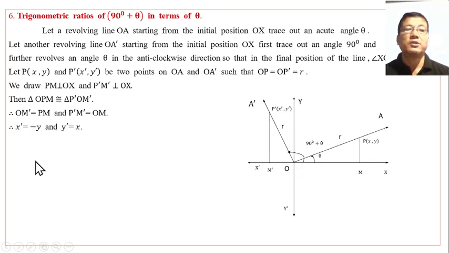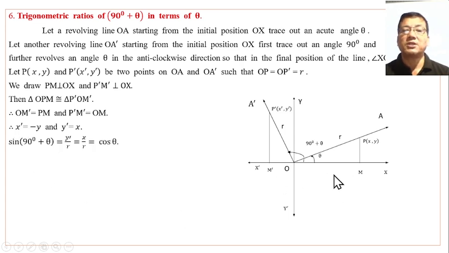Then the corresponding coordinates: the x coordinate of P dash is OM dash, which equals minus PM, that is minus y, negative. And the y coordinate of P dash is upward, so y dash is positive, and x dash is as well.